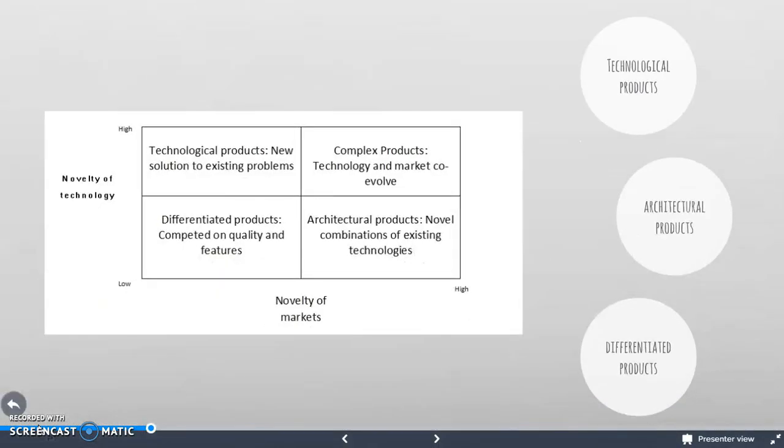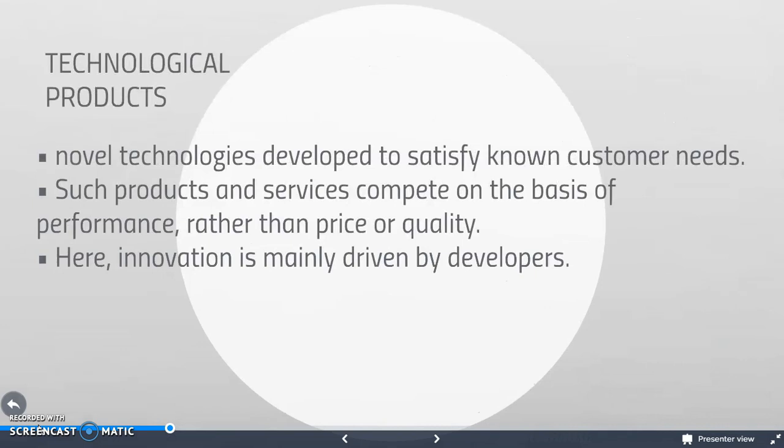Next, here is the 2x2 matrix of novelty of technology and novelty of market for the product. This is the meaning of technology product. Technology product is novel technologies developed to satisfy non-customer need. Such product or service competes on the basis of performance rather than price or quality. Here, innovation is mainly driven by developers.